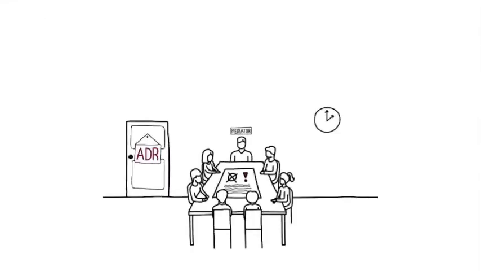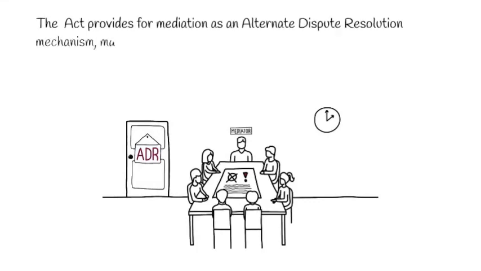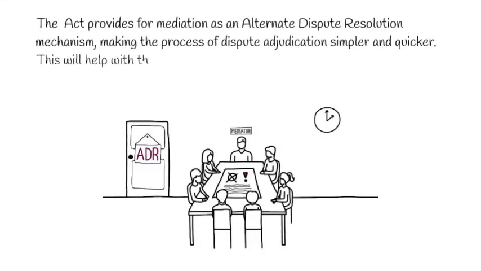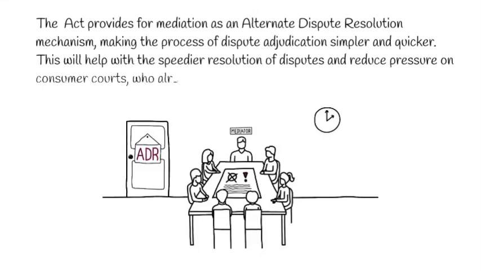Provision for alternate dispute resolution mechanism. The Act provides for mediation as an alternate dispute resolution mechanism, thereby making the process of dispute adjudication simpler and quicker. This will help with speedier resolution of disputes and reduce pressure on consumer courts who already have cases pending before them.